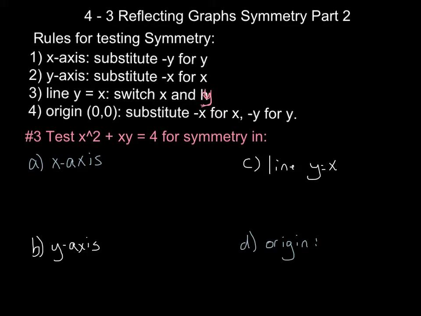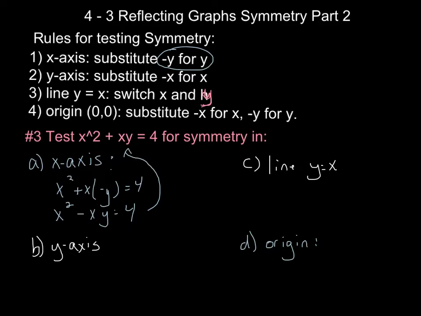To test it in the x-axis, you switch negative y for y. So leave x squared alone plus x times, instead of y, put negative y. And then simplify. You get x squared minus xy equals 4. And you look to see if that is the same as your original equation, yes or no. If it is, then the graph has symmetry in the x-axis. Well, x squared plus xy equals 4 is not the same as x squared minus xy equals 4. So we would say no, the graph does not have symmetry in the x-axis.